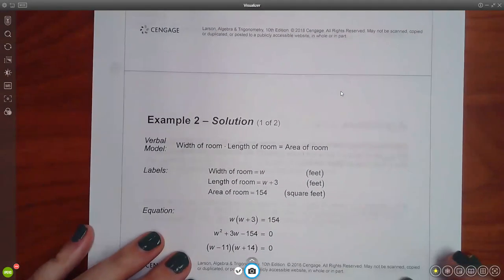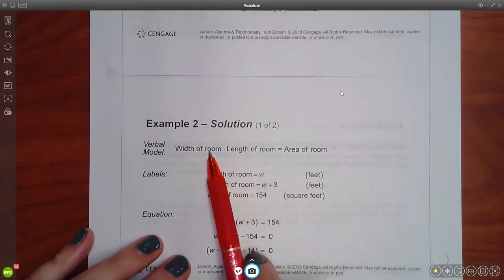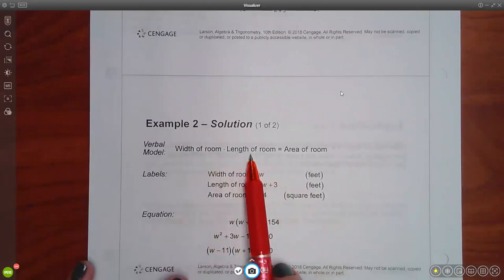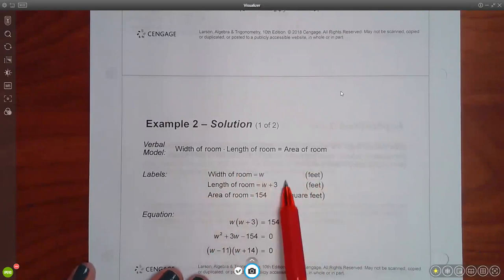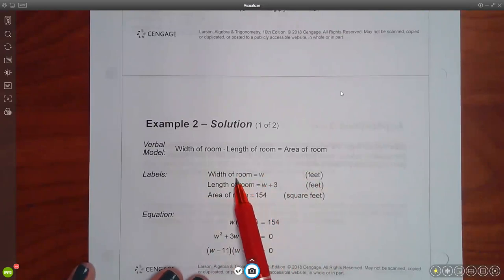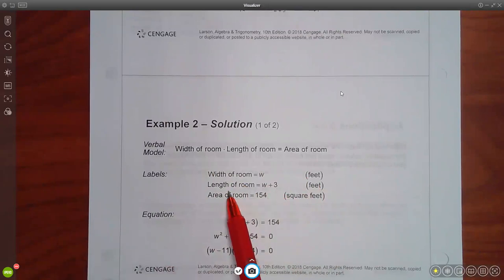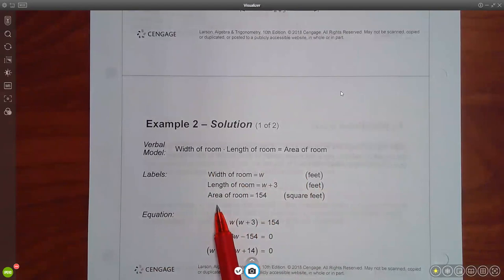Once we have that, we know that the width of the room times the length of the room is going to give you the area of the room. So they labeled everything for us. They said W was the width, W +3 was the length. And then we already know from the sentence that 154 was the area, right?